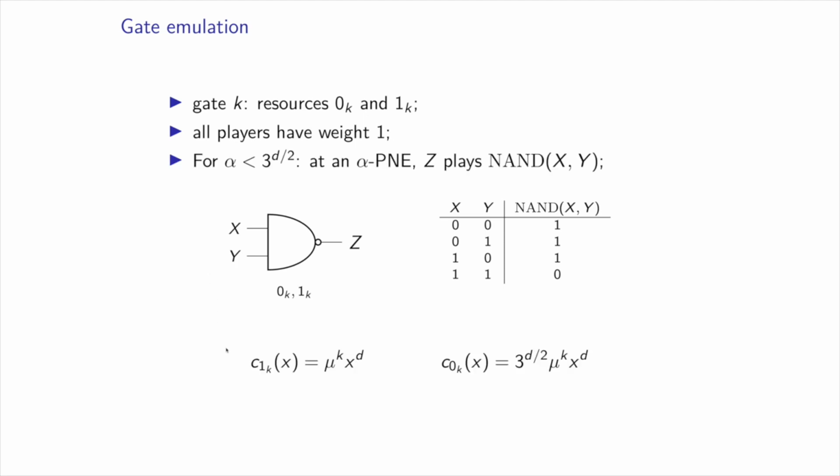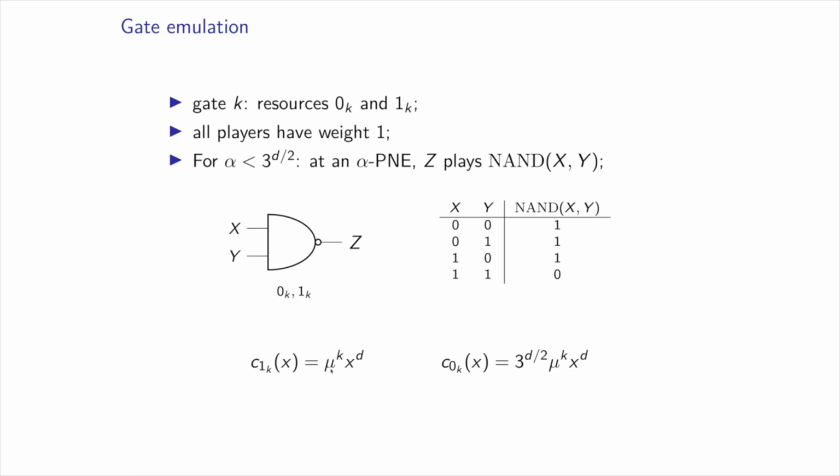So here, for a particular choice of cost functions, in particular monomials of degree d, we can show that at an alpha PNE, the player corresponding to the output of a gate is forced to play the NAND of the players corresponding to the inputs of that gate. And this will be an alpha dominating strategy for alpha smaller than 3 to the d over 2.